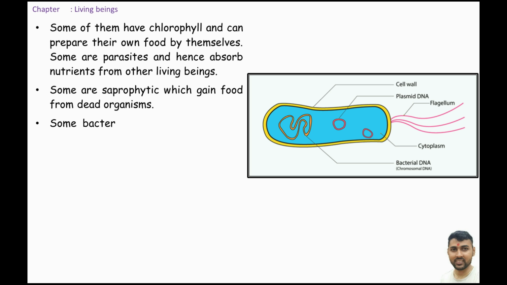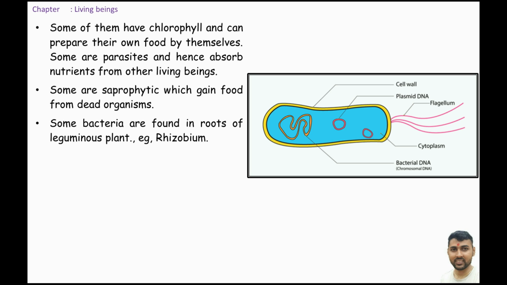Some are saprophytic. Saprophytic means they depend on dead, decaying bodies. Such bacteria are known as saprophytic bacteria. Some are found in the roots of leguminous plants, for example the pea plant. Leguminous plants are generally those plants used to make pulses. The root of the leguminous plant consists of bacteria, that is Rhizobium. It is a very useful bacterium. Not all bacteria are harmful. Some are also useful.